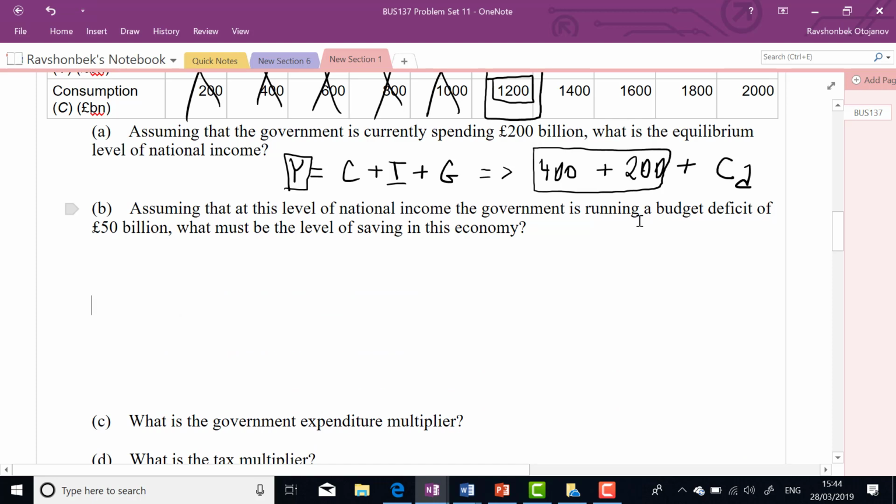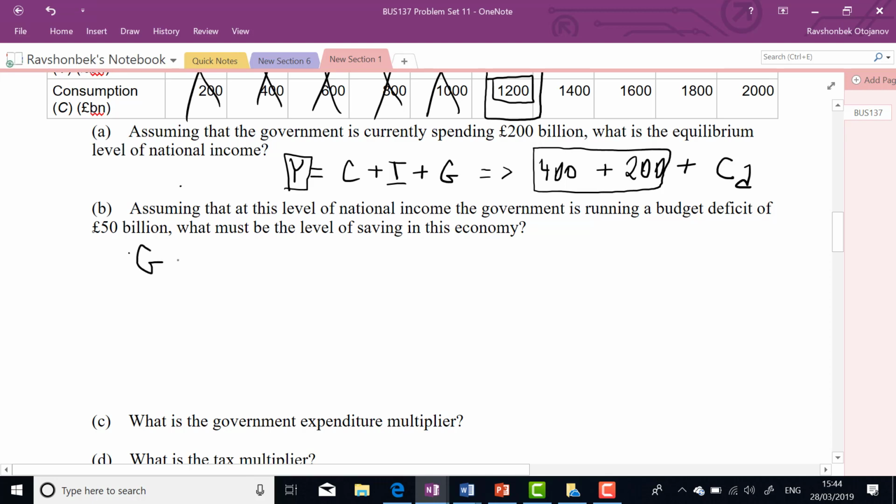Assuming that at this level of national income, the government is running a budget deficit of 50 billion, what must be the level of savings in this economy? Now, this is a budget deficit, isn't it? The budget is imbalanced, not balanced. The budget is out of balance, or whatever you call it. So how do we know that? Basically, we need to do this.